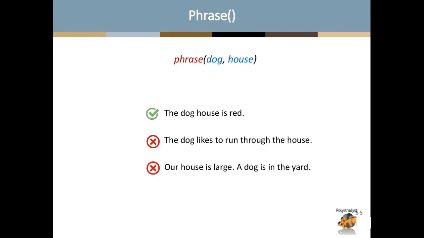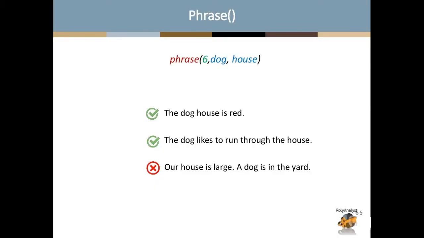Phrase dog house imposes everything we have seen so far. They must be within the same sentence. They must be in the order provided, and they must be within some distance. If no distance is provided here, in this case, they have to be immediately following. So the dog house is red. The dog likes to run through the house. Our house is large.